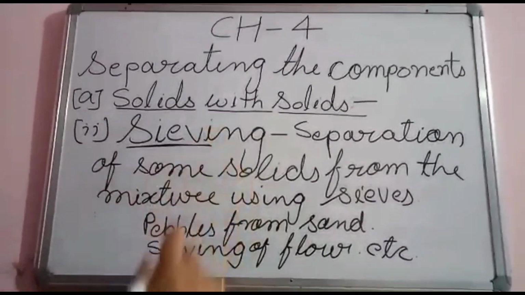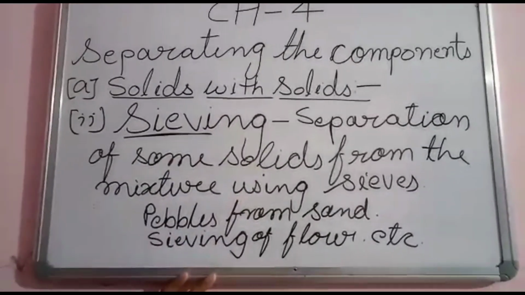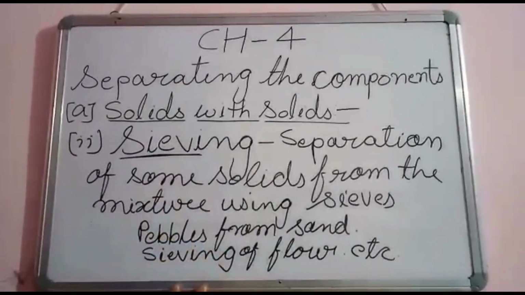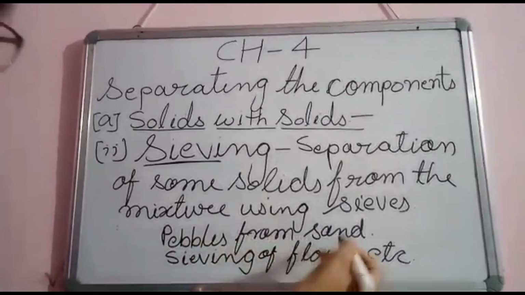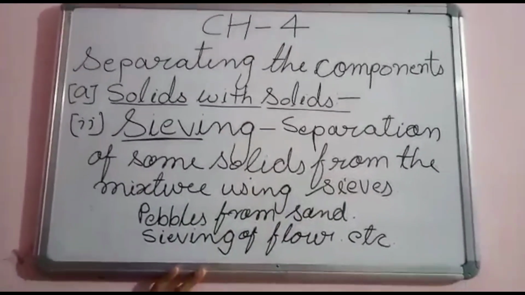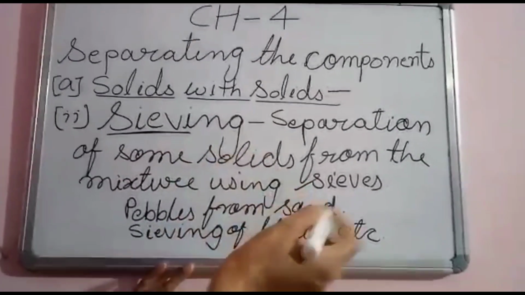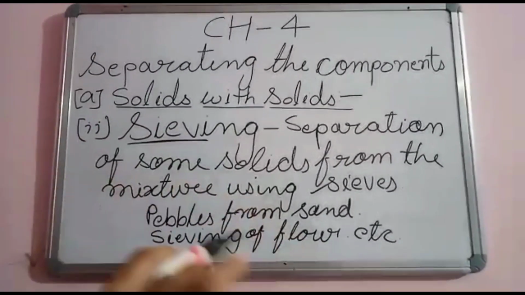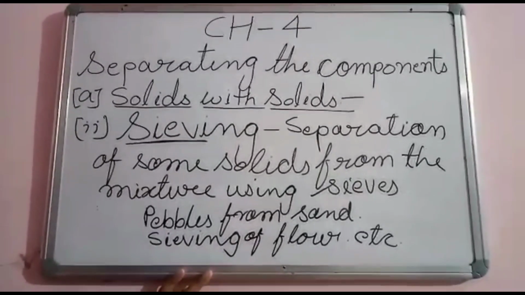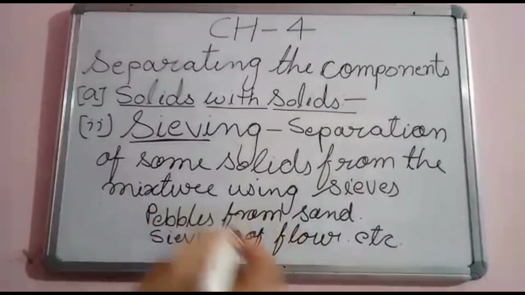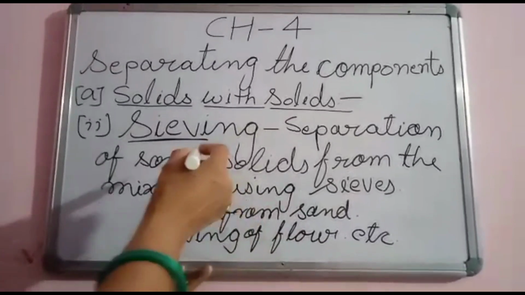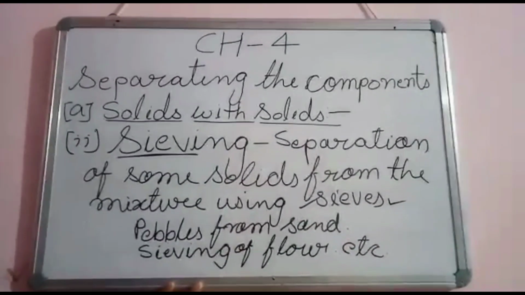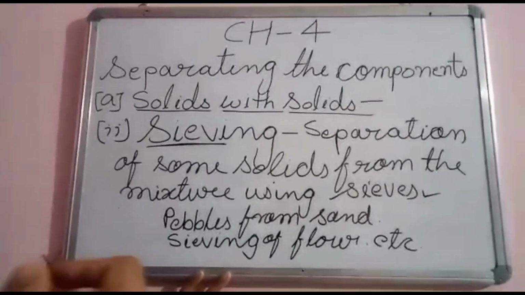This sieving process is also used in the construction area. Most of the laborers use different sizes of sieve to separate the pebbles from the sand. So different sizes of sieve are present. It depends on what size of components are present in the mixture. According to the size of the components of the mixture, the sieve is used. Different types of sieves are available for separating different sizes of components.